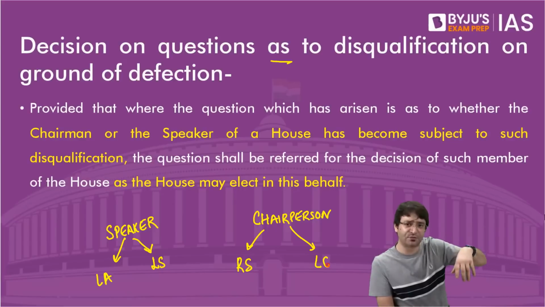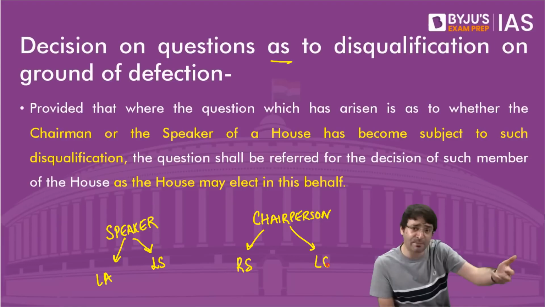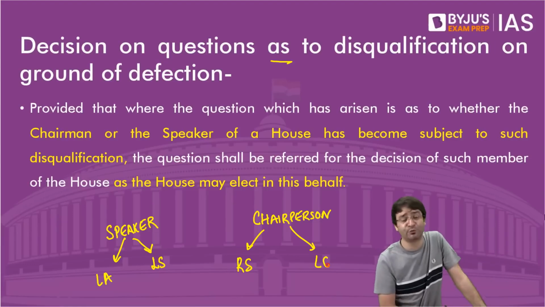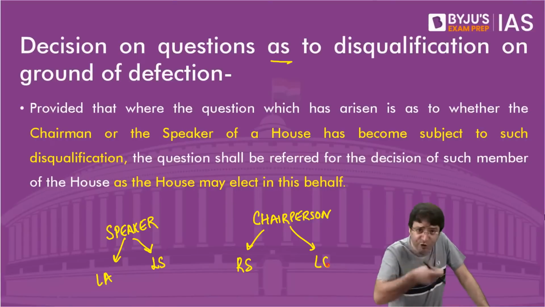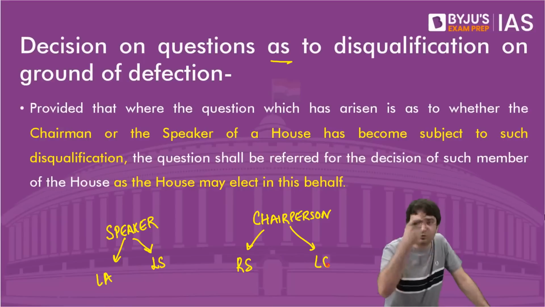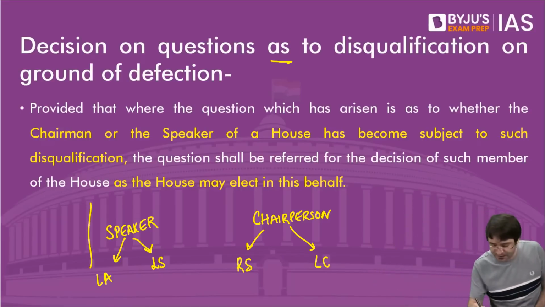If he is the member of the Legislative Council, who will take that decision? Chairperson of Legislative Council. If a member of the Rajya Sabha is subject to disqualification, that means he should be disqualified for violating 10th schedule of the Constitution, who will take that decision? Chairperson. And the 10th schedule says that the decision of the speaker shall be final and binding.